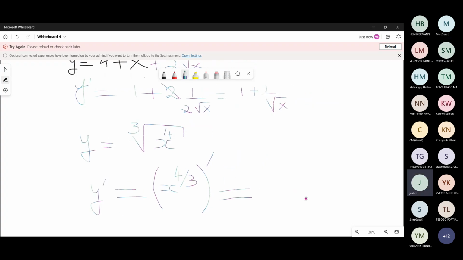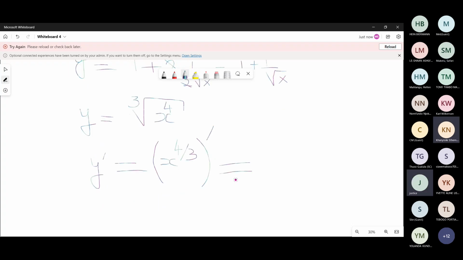You say we transform it in terms of power. You see what I did here? Can you see my board? The cubic root of x power 4 is the same thing as x to the power 4 divided by 3. This is how you do it. Now you have the power here, which is like the exponent. It's clear. Now you take it down.